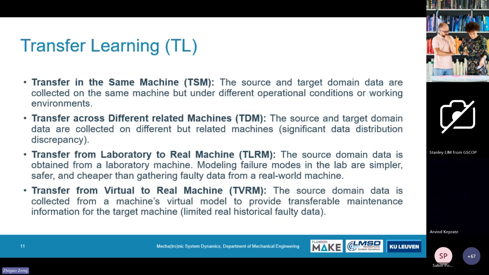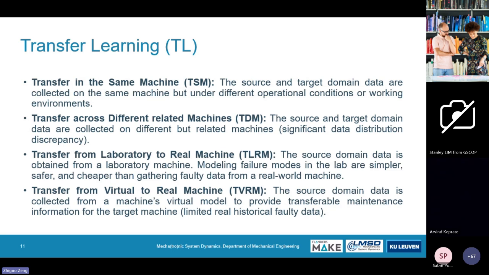And there are different types of transfer learning. So you can do transfer learning in the same machine, from one operating condition to another operating condition, from one work environment to another work environment. We can do transfer learning across different machines. So they are different but related, and there might be a data distribution discrepancy.